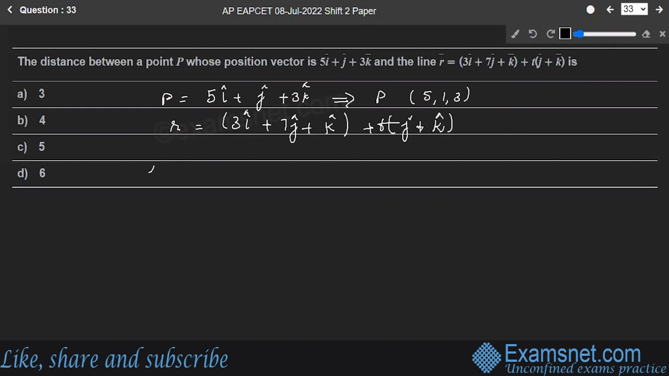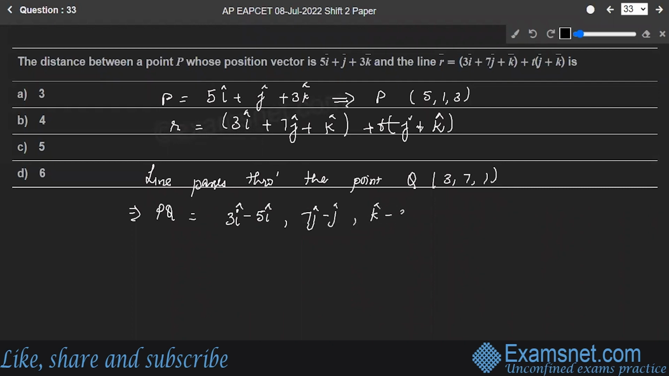So the line passes through the point Q, that is 3, 7, and 1. Therefore, PQ will be given by 3i minus 5i, 7j minus j, and k minus 3k. Right, this will be minus 2i plus 6j minus 2k. This is the PQ.